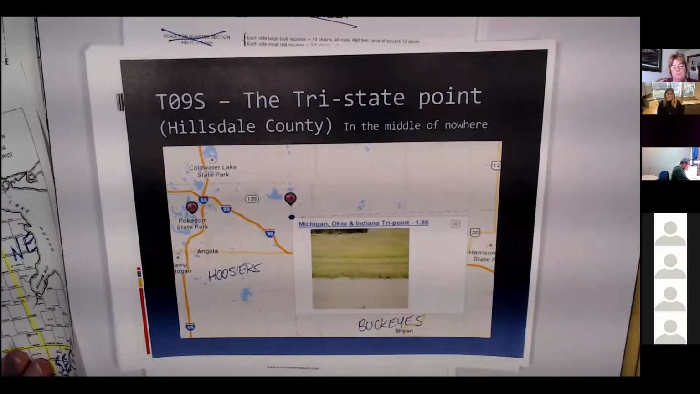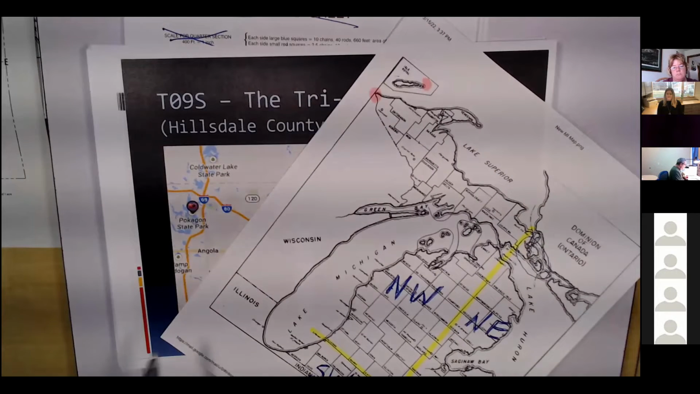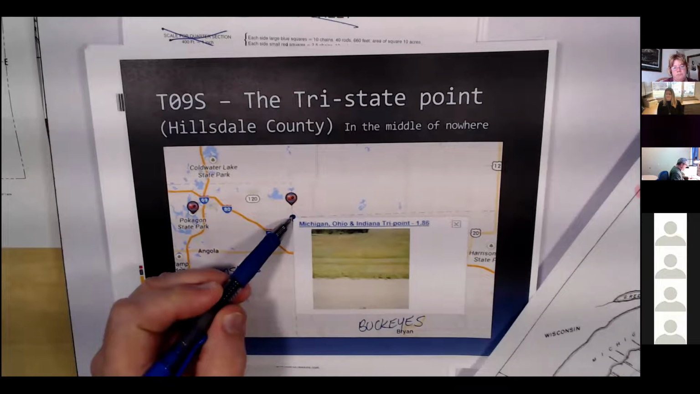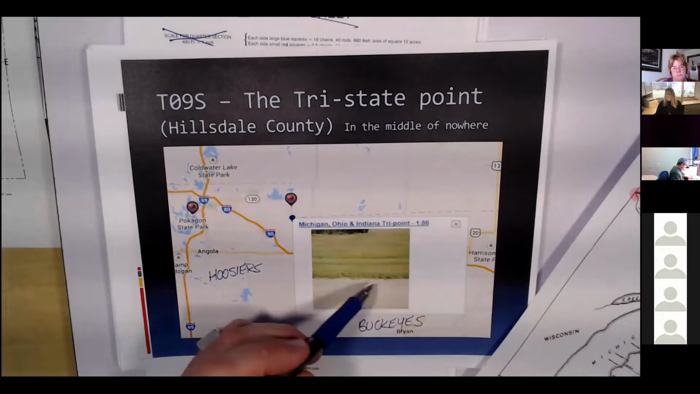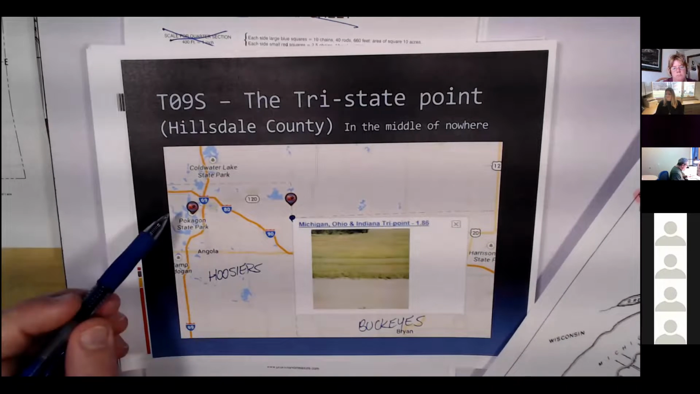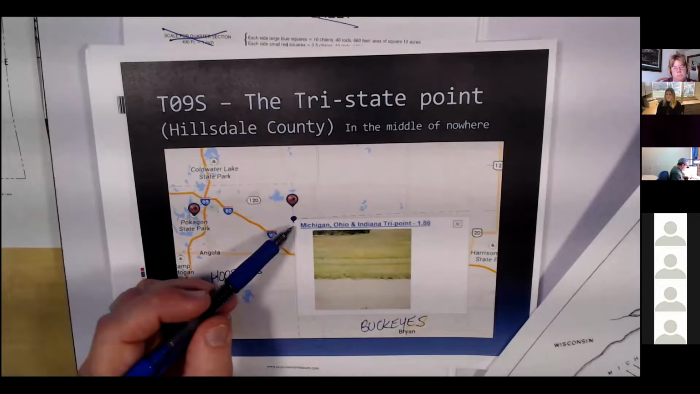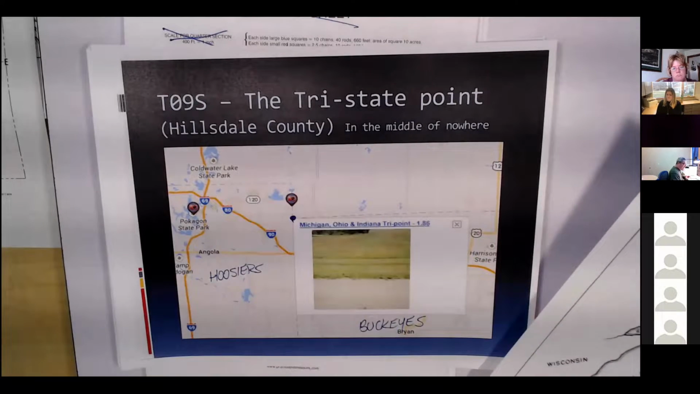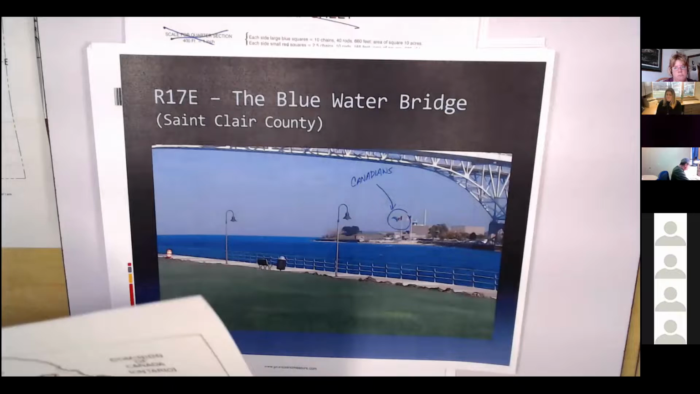And now to the south, you've got 9 townships south again of this line here. And this point right here in Hillsdale County, you've got Hoosiers on this side and Buckeyes on this side. And this is part of that strip. About 800 square miles is what they got in exchange for the western half of the UP. I've been out to this point before. I took this picture of what they call the tri-state point, and there's nothing there, not even a marker.